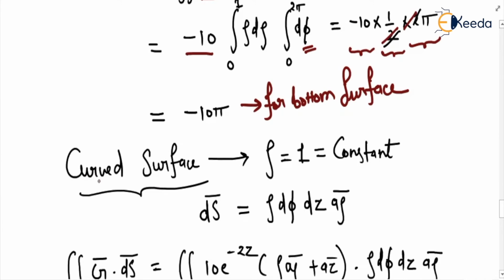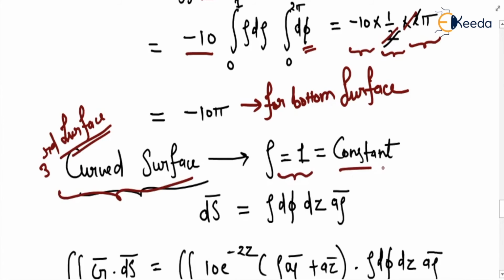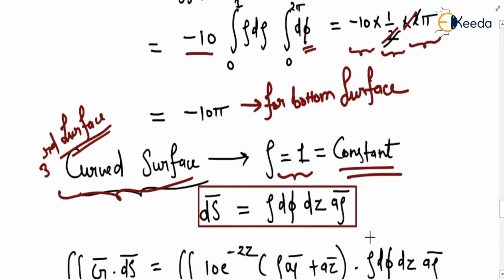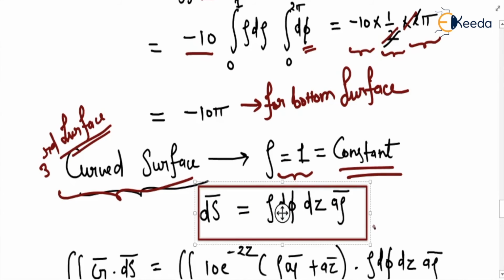Similarly, we can calculate for the curved surface. The curved surface is our third surface. The cylinder contains three surfaces: top, bottom and curved surface. For the top and bottom we calculated. For the curved surface we have to calculate. For the curved surface, rho is equal to 1, which is constant. Then the ds vector will be equal to rho d phi dz, because rho is constant, so the variation is in phi, which gives rho d phi, and the z variation is dz, and the direction is a_rho.